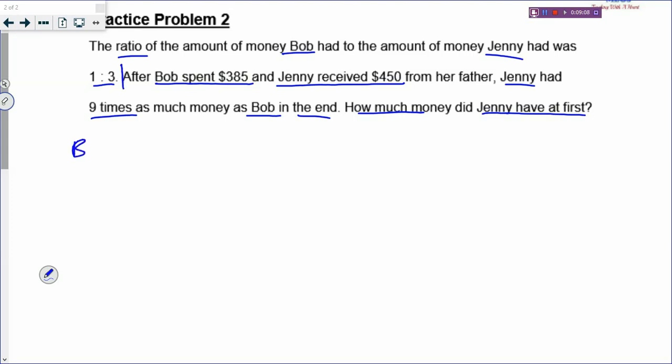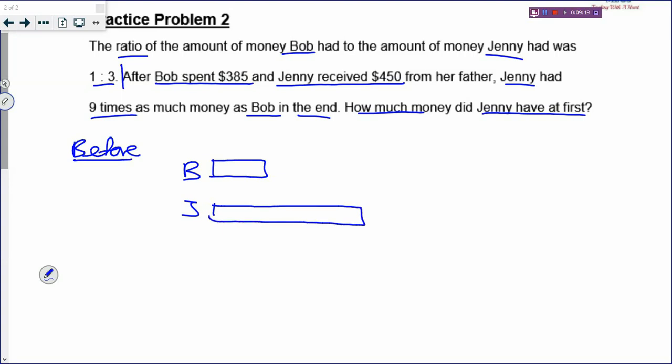So Bob to Jenny at first is 1:3. So let's draw the before, right? Bob to Jenny. So Bob has 1 box, Jenny has 3 boxes, something like that. Now Bob spent $385. Okay, so you can actually speed up the model if you want. Alright, you have 2 separate before and after. So Bob now has lesser money, right? So Bob spent 385. So let's draw a little shorter now. He has lesser money, and Jenny received more, right?